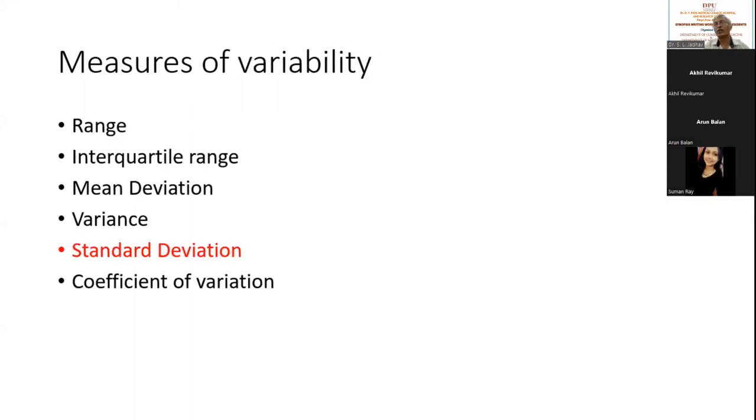Now, if I go into the measures of variability, you have got range, that is the maximum value minus the minimum value. Then you've got interquartile range, mean deviation, variance. Standard deviation is a thing that you are most likely to use. Standard deviation is one word that you must know. And the square root of the variance is the standard deviation.